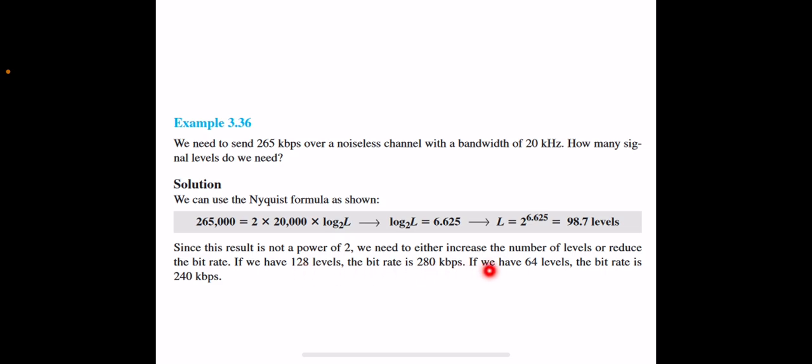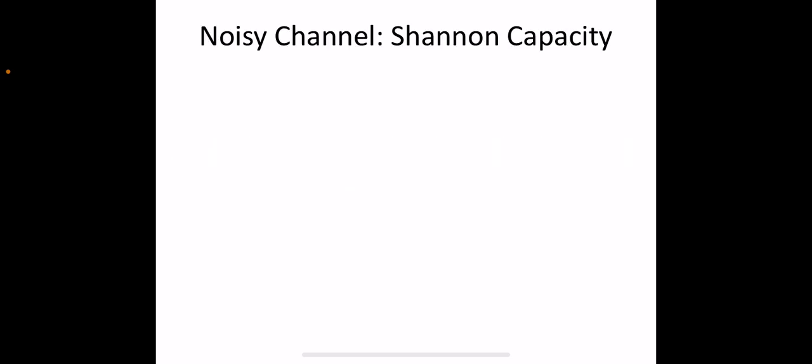If we are choosing 64 levels, then applying the formula again, the corresponding bit rate will be 240 kilobit per second. And if we are choosing 128 levels, the corresponding bit rate will be 280 kilobit per second. So this will be the answer.